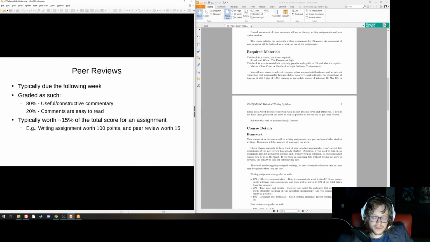Typically, the peer review is going to be worth some 15% of that assignment's total score. It could be less, but no more than 15%. So if an assignment's worth 100 points, the peer review of that assignment might be worth 15. It'll depend on how long the assignment is. So if it's a peer review of a paragraph, I'm not going to give you very much for it.